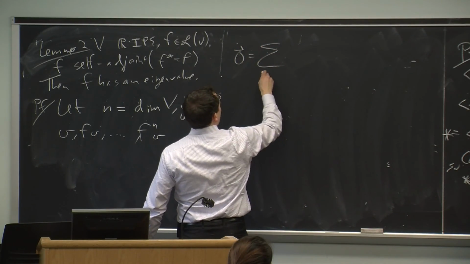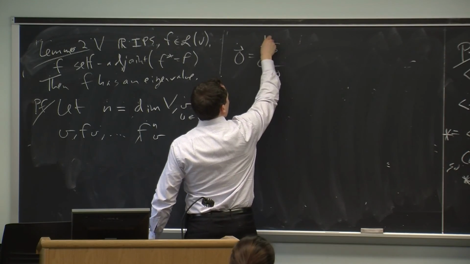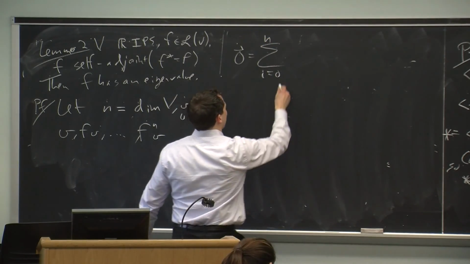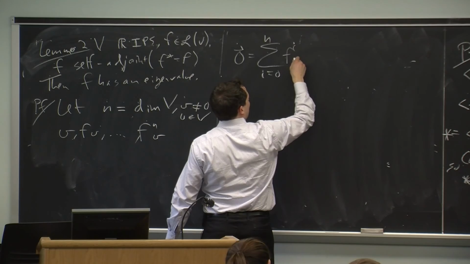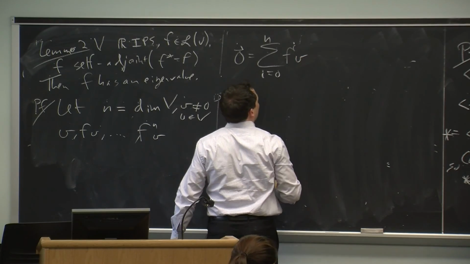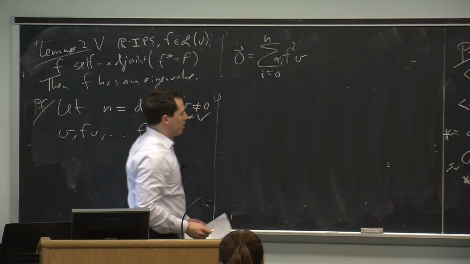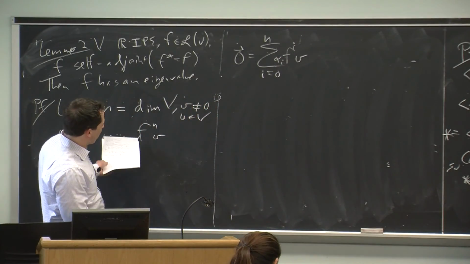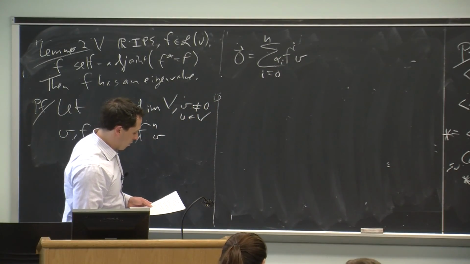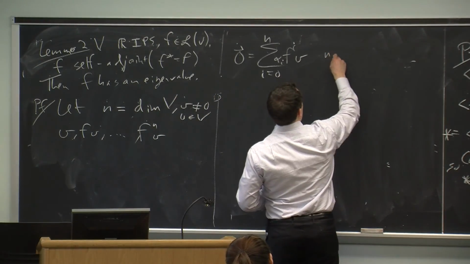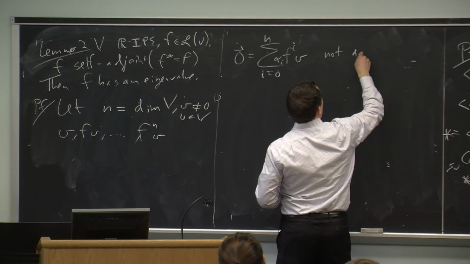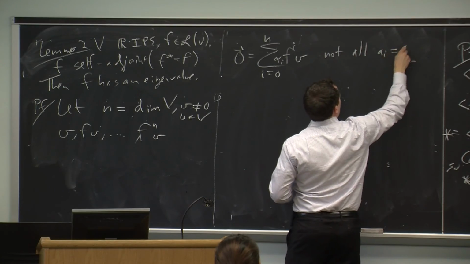A non-trivial expression for 0 means I can write the sum from i equals 0. It has to start at 0 so that we have v in there. Otherwise, it would only be n and not n plus 1. So there's some linear combination of these things which equals the 0 vector, and in this linear combination, not all the a_i are 0.